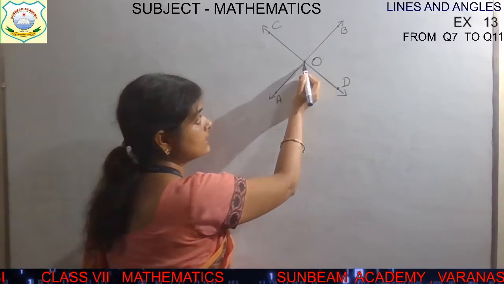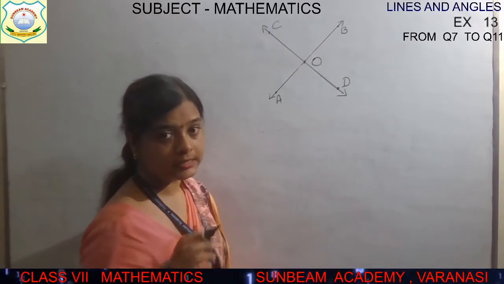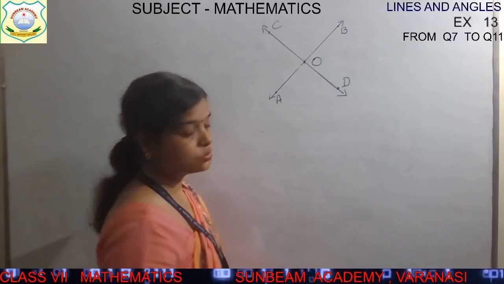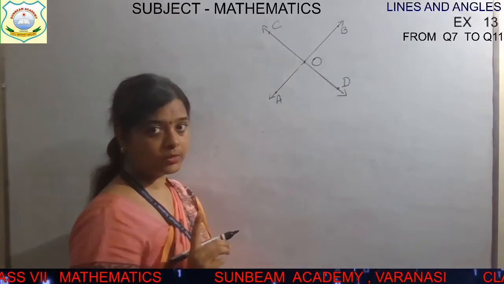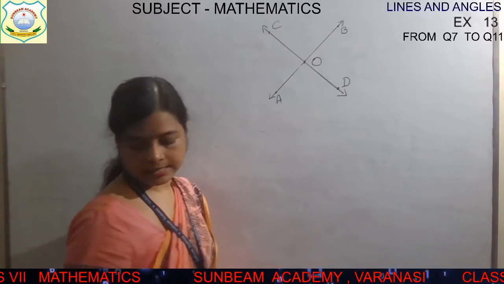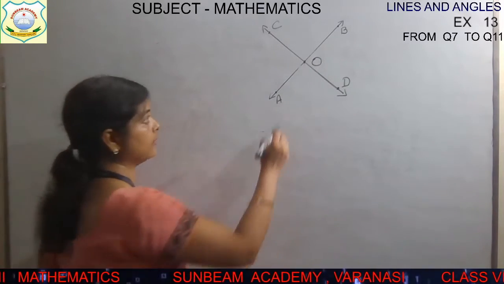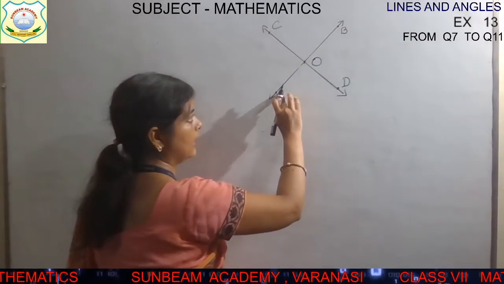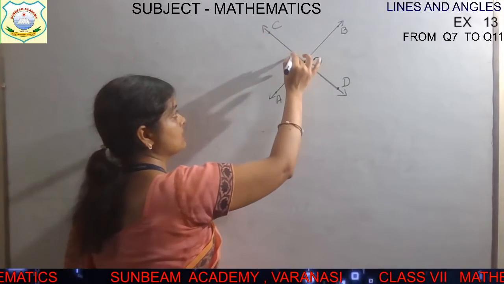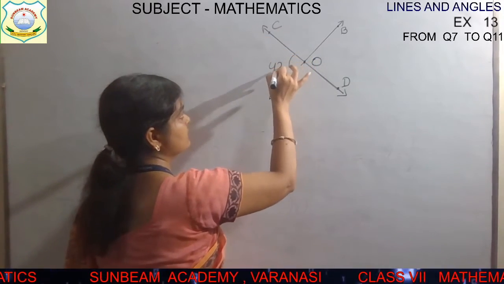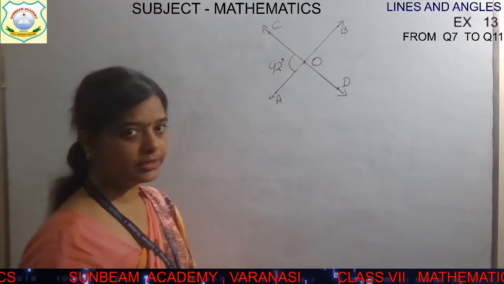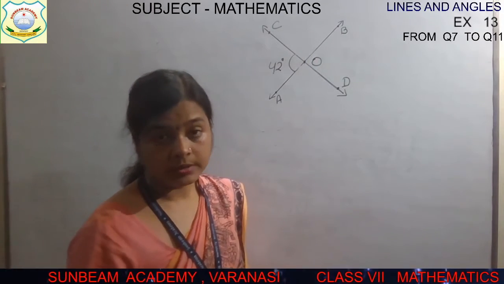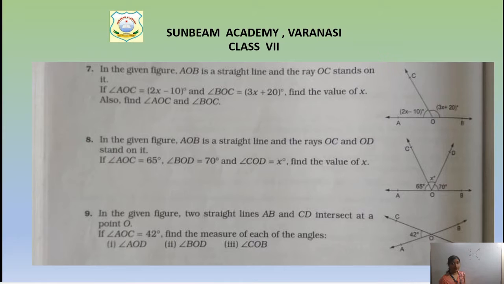Now it is intersecting at point O. So one angle is given to us, AOC. Angle AOC is given as 42 degree. AOC means this one. This is given as 42 degree. Now what are they asking? They are asking to find the angles AOD, BOD and COB.